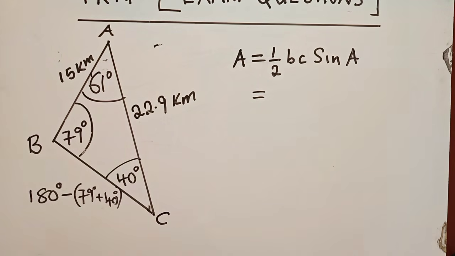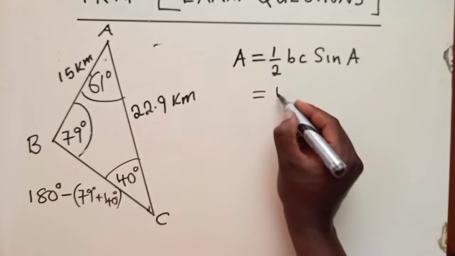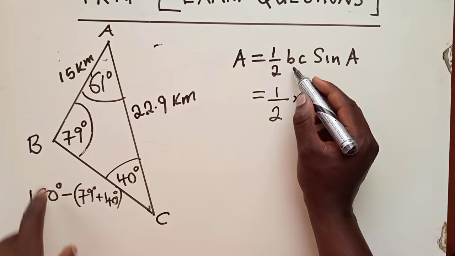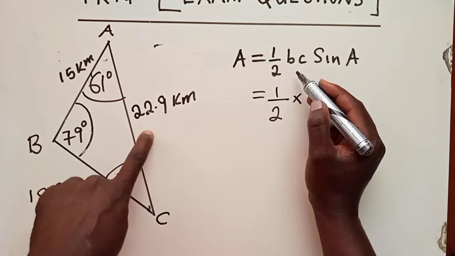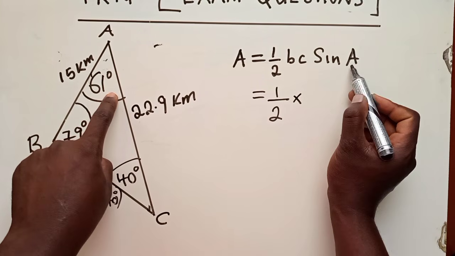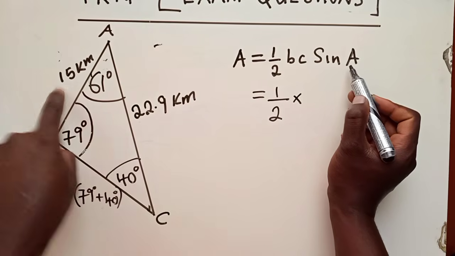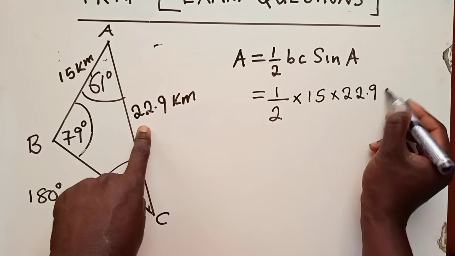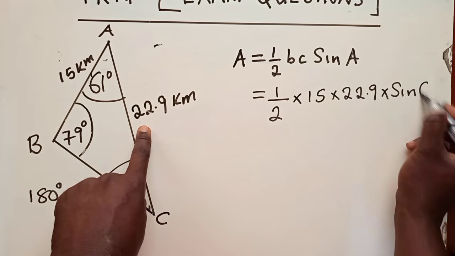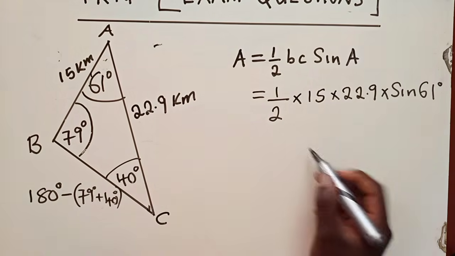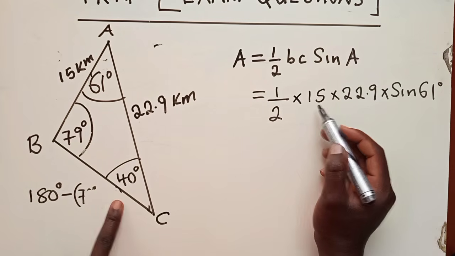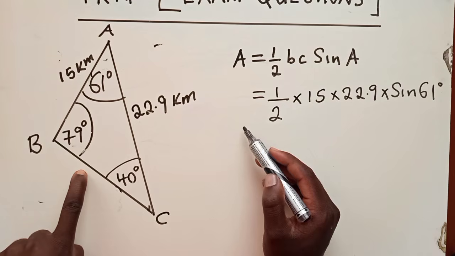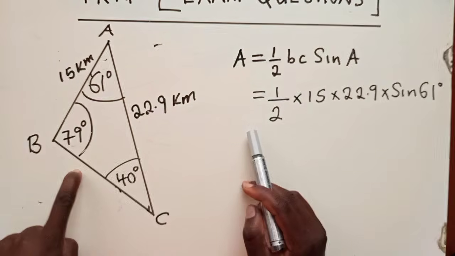I have 61 degrees. So I'll be able now to find the area by just doing this. And my B can be this one or this one. It's okay as long as the angle I'm going to use here is included. So it will be 15 times 29.9 times the sine of 61 degrees. Okay, the angle is included. If you want to use 79 degrees, you need to find this side so that you just say this and this.